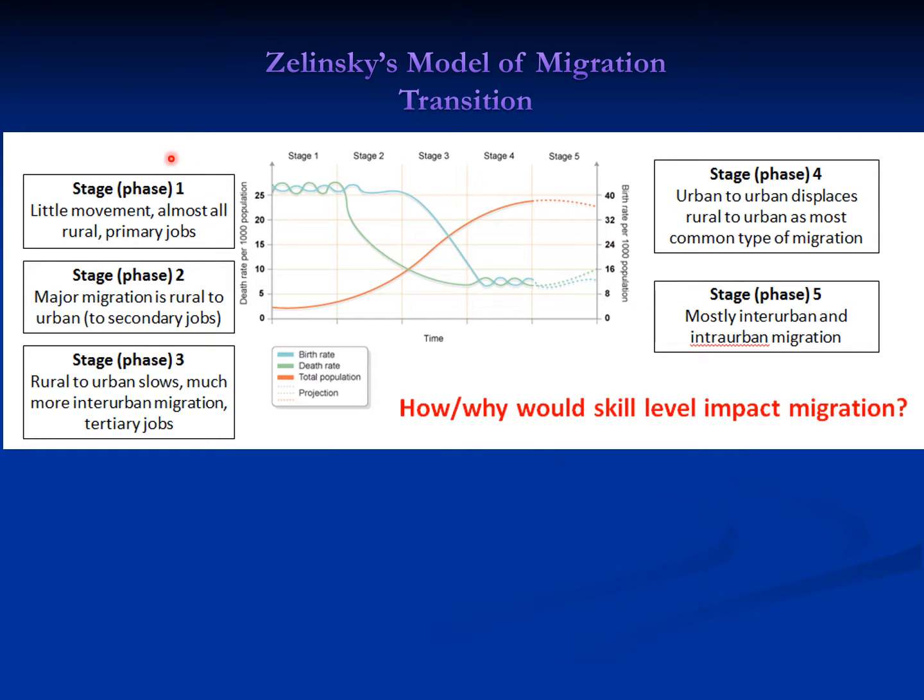Stage 1, or Phase 1: little movement, almost all rural or primary jobs. Stage 2: major migration is rural to urban, for secondary jobs. Stage 3: rural to urban slows, much more interurban migration and tertiary jobs. Stage 4: urban to urban displaces rural to urban as the most common type of migration, mostly interurban and intra-urban migration.